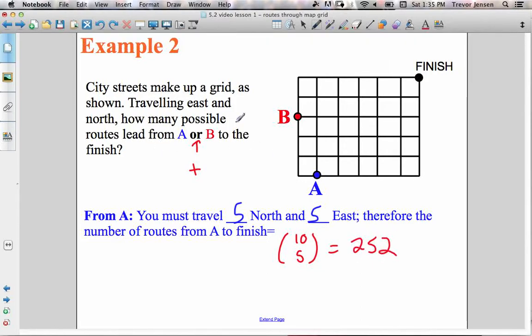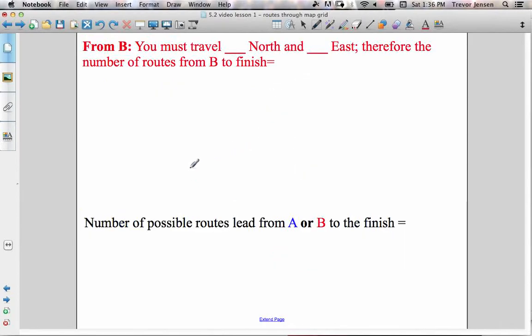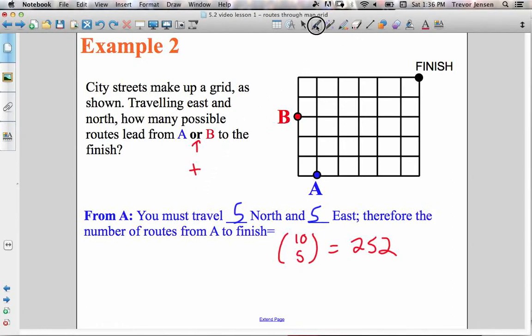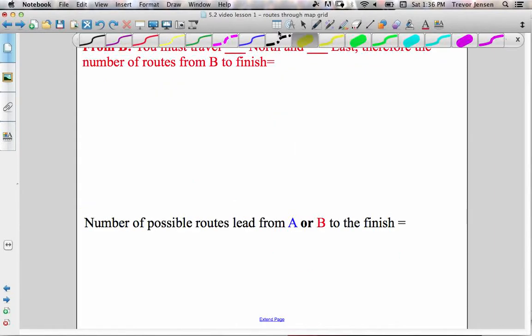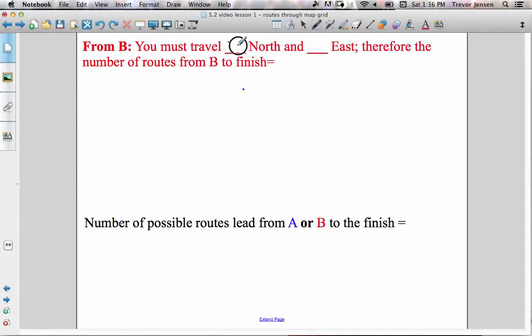Keep in mind the question says from A or B, so now we need to figure out the number of routes from B to the finish. So from B to the finish, we are going to have to move north 2 and east 1, 2, 3, 4, 5, 6. So north 2, east 6. So there are 8 moves in total. How many ways could I choose 2 of those 8 to be north, or 6 of those 8 to be east? Those will give you the same answer, 8 choose 2 or 8 choose 6.